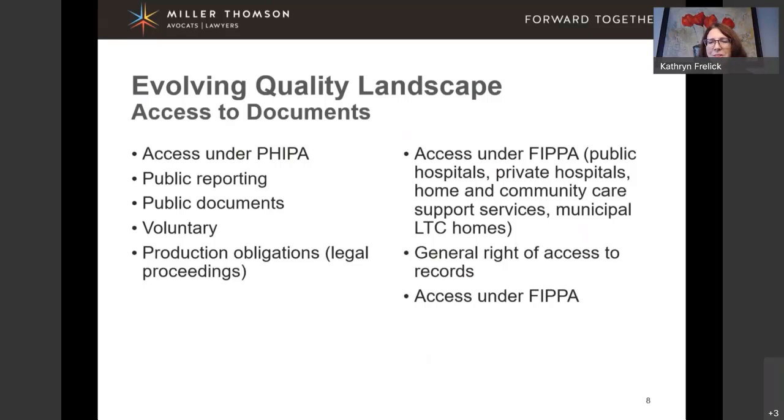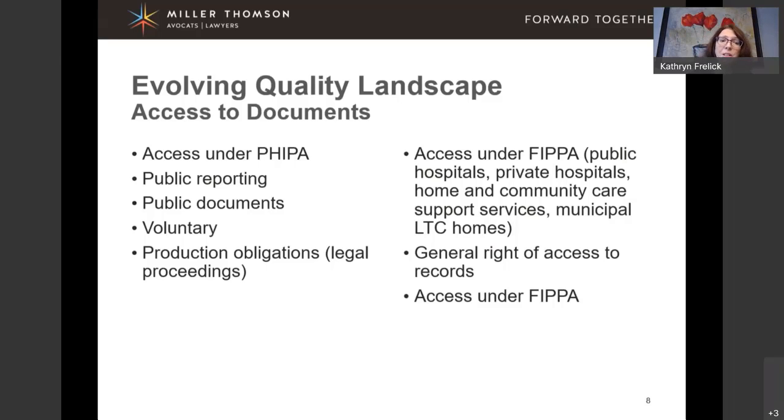With all of this accountability, there are also different mechanisms where individuals and the public are able to access documents. And there's access under PHIPA, which will be applicable to every health service provider. There's public reporting, some mandatory requirements. There's public documents that you provide on a voluntary basis.